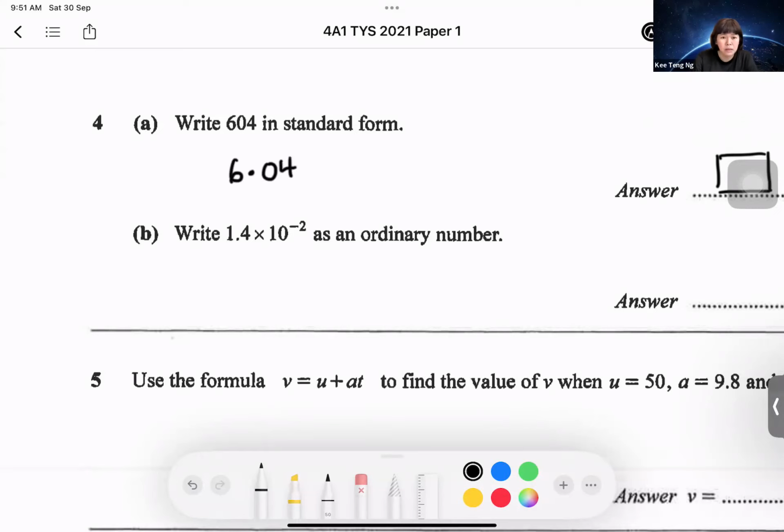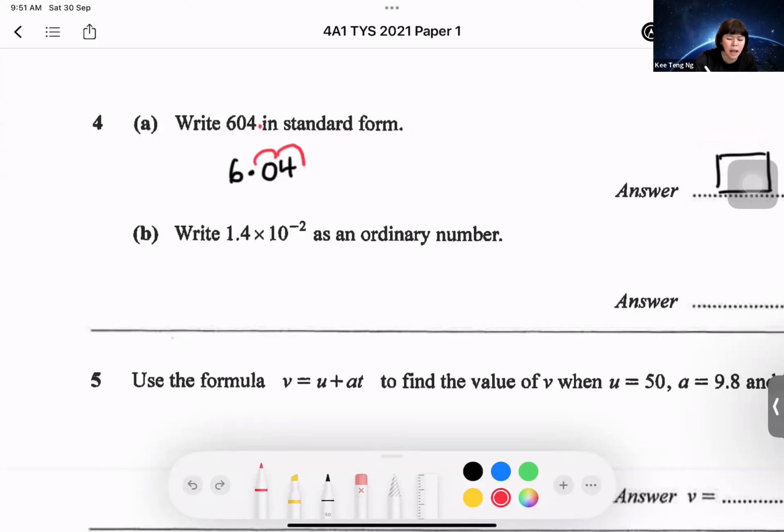6.04, but this is 604, right? So 604, the decimal is originally here. Here, I need to make it become 6.04. So I'm shifting by 2 places, right? This is a big number. I'm shifting by 1, 2. The decimal place is down here, originally. So I'm shifting by 2 places.